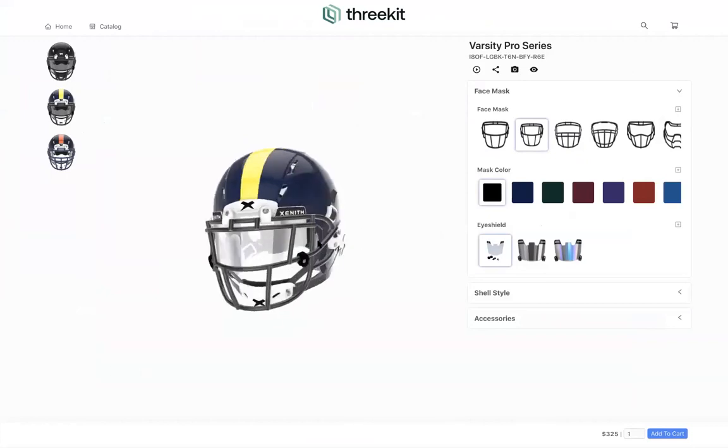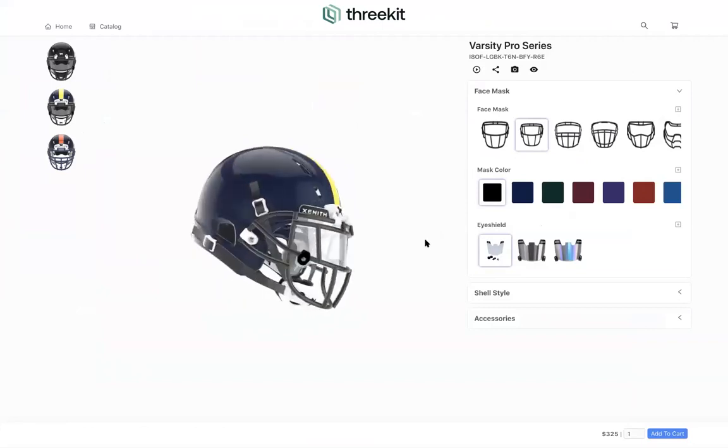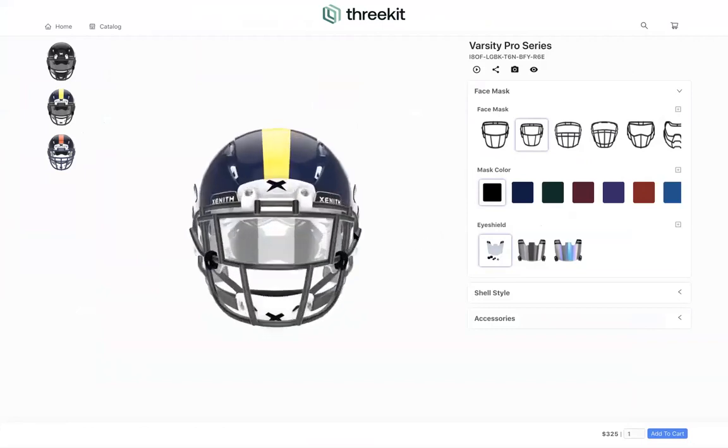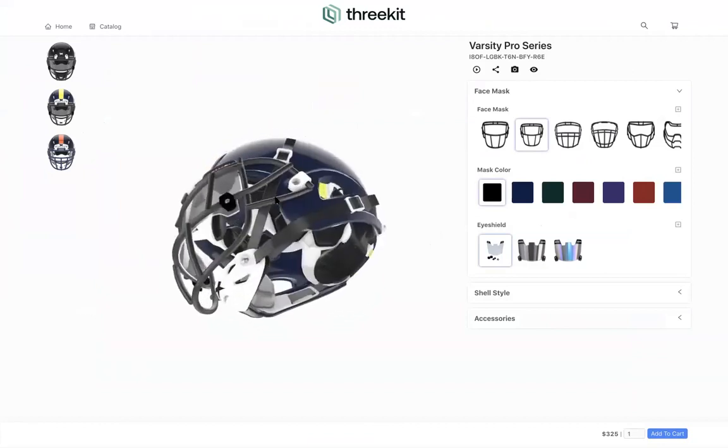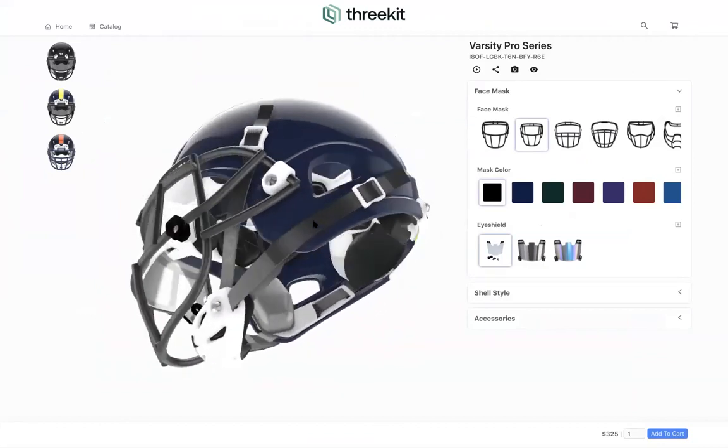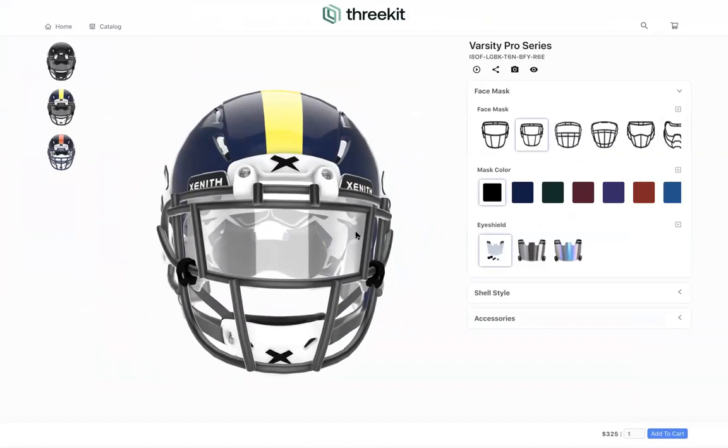So here we have an example of an American football helmet. So again, this is an interactive 3D experience. So we're bridging that gap between the in-store experience where you can rotate the product around, inspect it, get a good sense of what it looks and feels like, with an online experience.